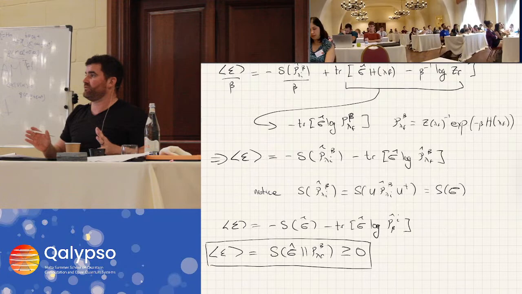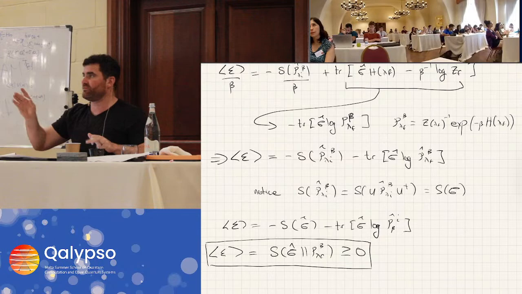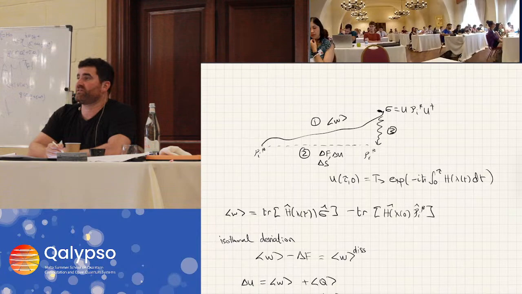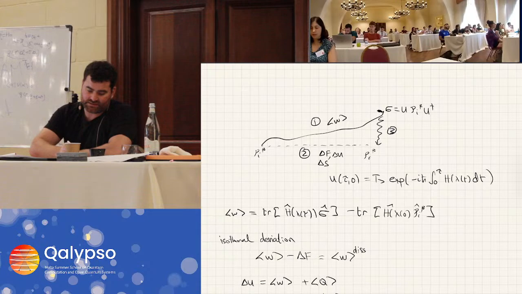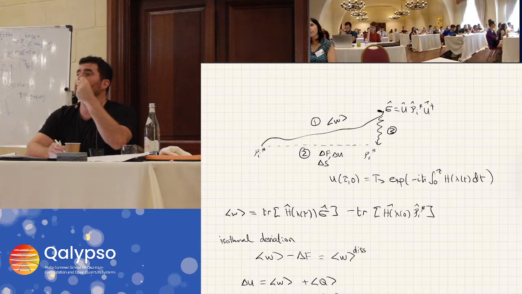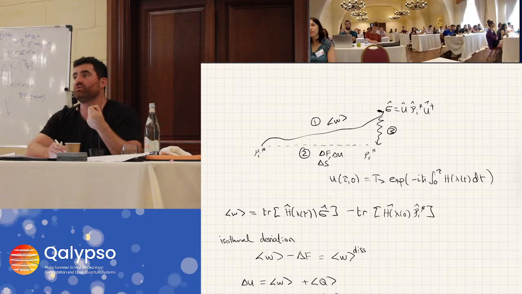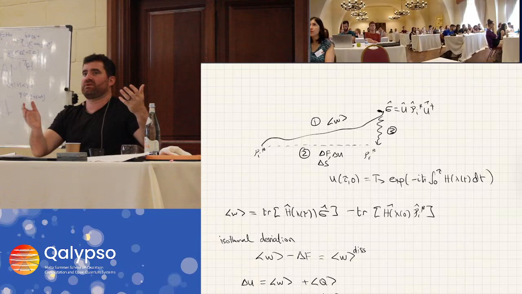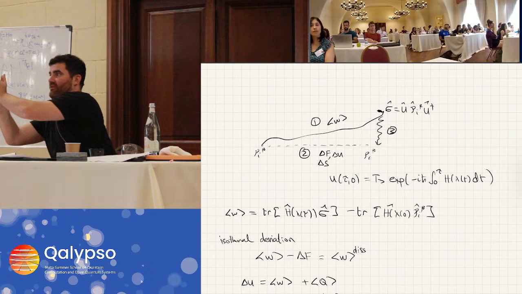Looking back at this picture, if I can go back, have people finished? So if I go back here, what this expression tells me is that the amount of dissipation in the process is given by the statistical distinguishability of the density matrix generated by you and the thermal state at the same point in parameter space. Okay? If you reached rho F in an isothermal way, that would be zero, because the relative entropy is zero for states that are the same.